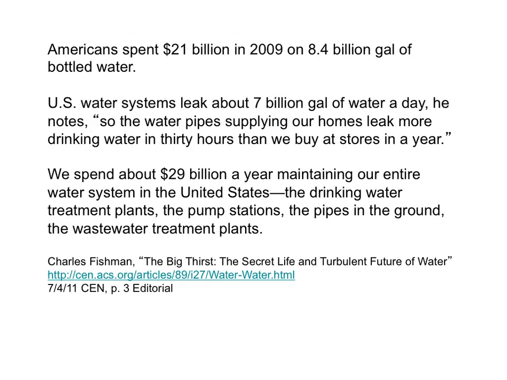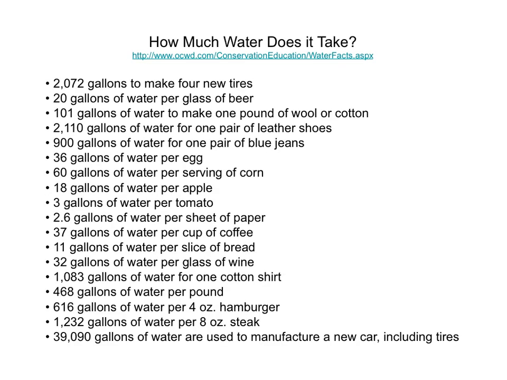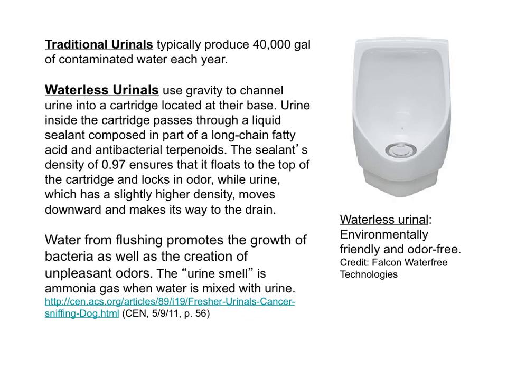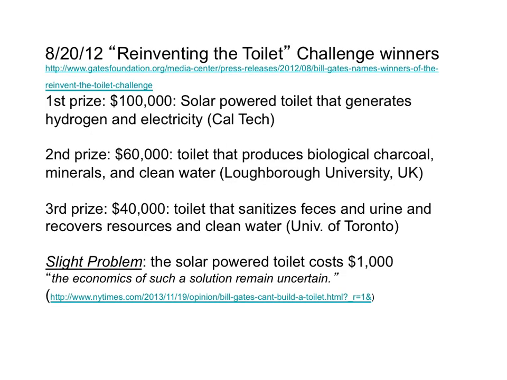Now, bottled water is expensive. Do the math. Unfortunately, we waste a lot of drinking water, and it's expensive to maintain our water infrastructure. So check out how much potable water we use and how much water it takes to make things. Peeing uses and contaminates water. Maybe waterless urinals are a solution. To meet the global need for waste sanitation, there was a Reinvent the Toilet challenge. Here's the criteria. A solar-powered toilet won the challenge, but there was a slight problem.